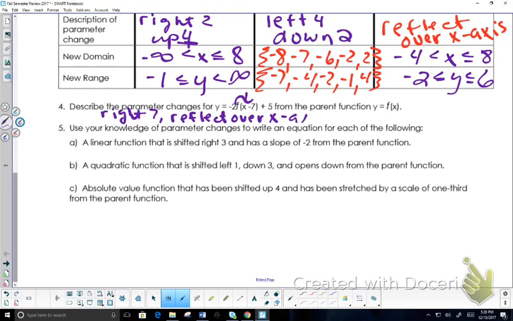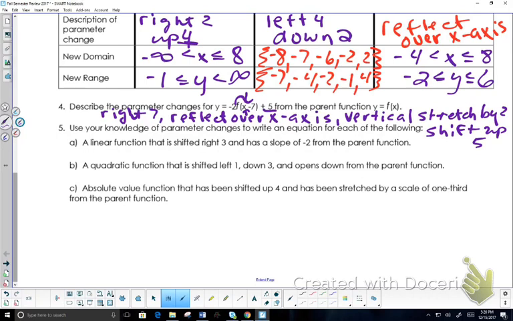Remember, a negative on the inside right in here is what would reflect it over the y-axis. The 2, remember it's on the outside, so that's vertical changes: a vertical stretch by 2. And last but not least, furthest on the outside, it's going to shift up 5. Okay? So when you're doing these parameter changes, you start on the inside and work your way out.